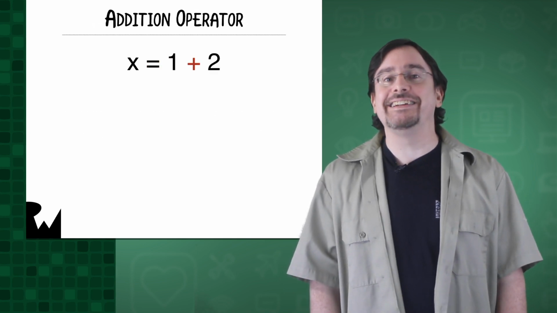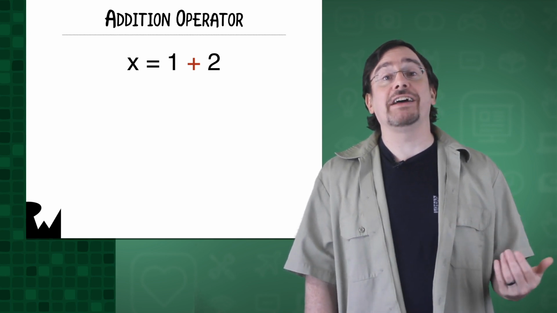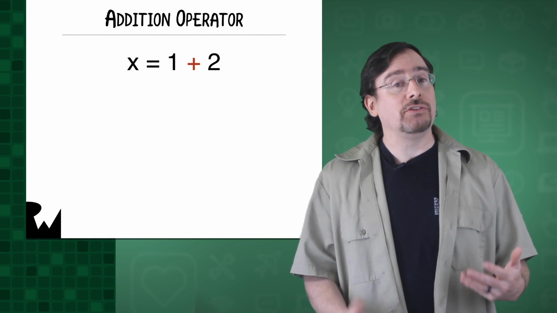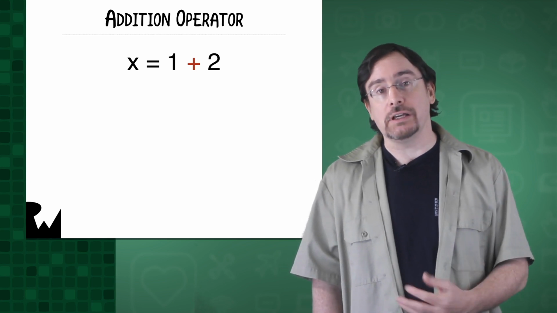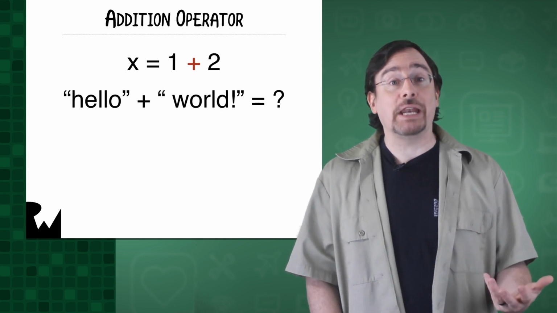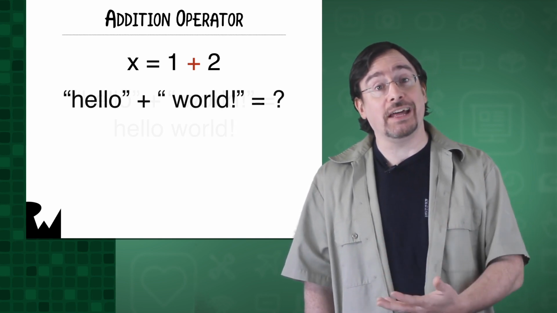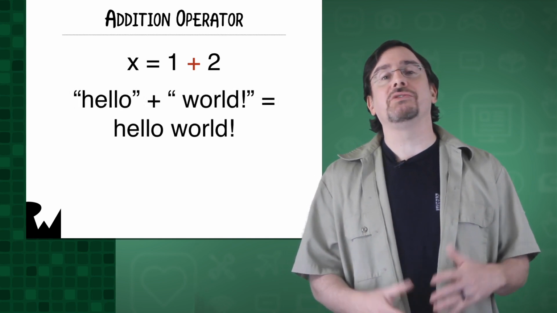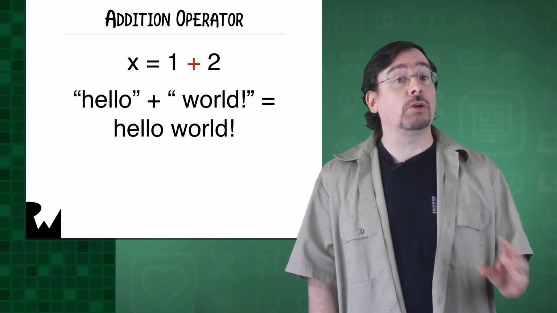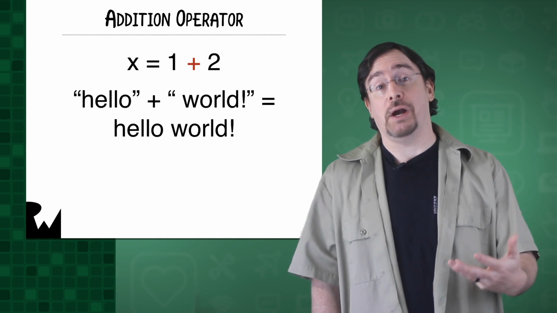Next, we have the addition operator. The good old-fashioned plus sign, that is. When it works between two numbers, it adds those numbers together, but frequently, you'll see it used between two strings. Can you guess what happens when you add two strings together? Well, that's right, it creates another string. You'll often see this when combining strings with other types as well.